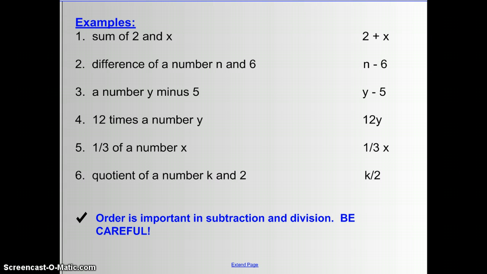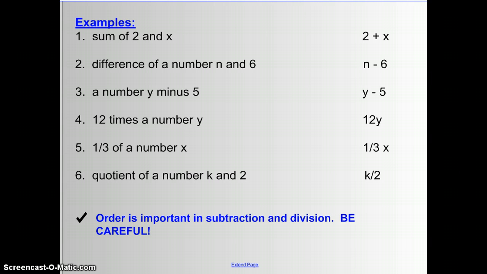12 times a number y would be 12y. Remember, for multiplication, we're not using an x here. We're just putting the number next to the variable. 1/3 of a number x, here's where of denotes multiplication. 1/3 of a number x becomes 1/3 times x.